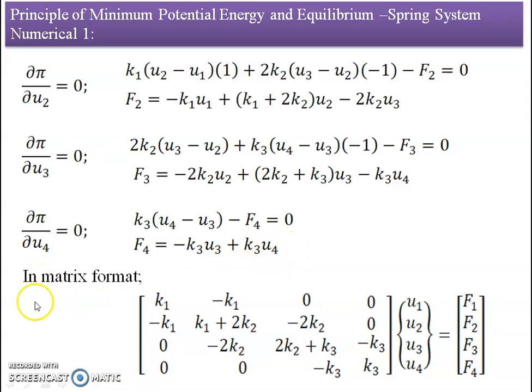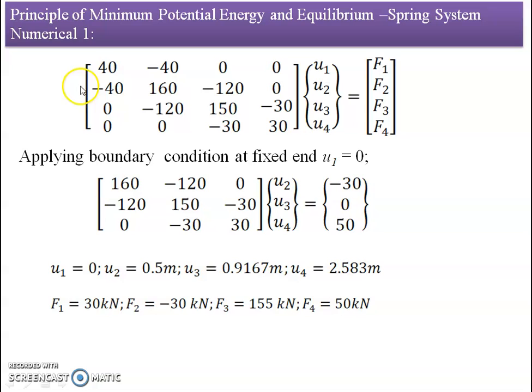If I put all these relations in matrix format, I will get a matrix of the form K into the displacement vector, with the first row being K1, minus K1, 0, 0, into u1, and the force matrix on the other side. I will put all these equations in matrix format. If I substitute the respective values of the spring constants given to us, we get 40, minus 40, minus 40, 160. How does 160 come? 40 plus twice the value of K2, which is 60 given to us, twice 60 is 120, it results in 160, minus 120, 0, and respectively I will complete this matrix with u1, u2, u3, u4.